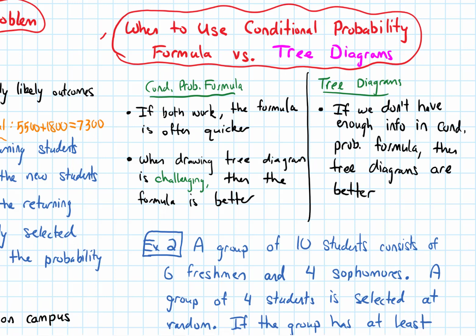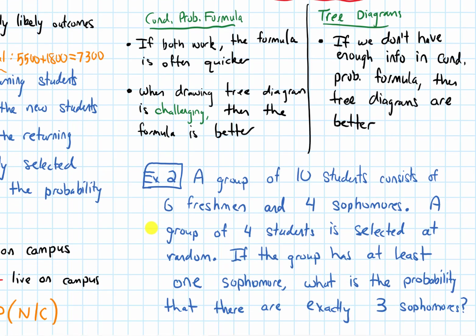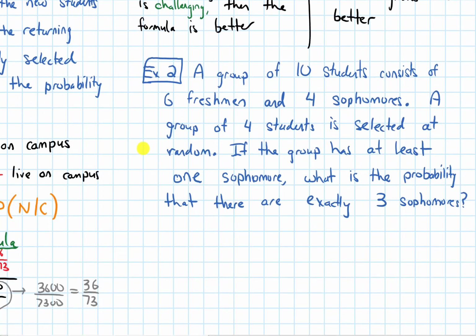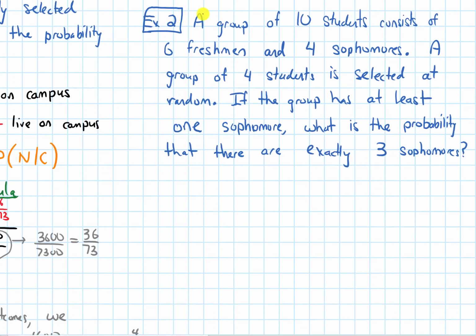Alrighty, so that said, let's look at an example. And we'll think about these two methods and which one might be better. So the example says that a group of 10 students consists of 6 freshmen and 4 sophomores. A group of 4 students is selected at random. If the group has at least 1 sophomore, what is the probability that there are exactly 3 sophomores?